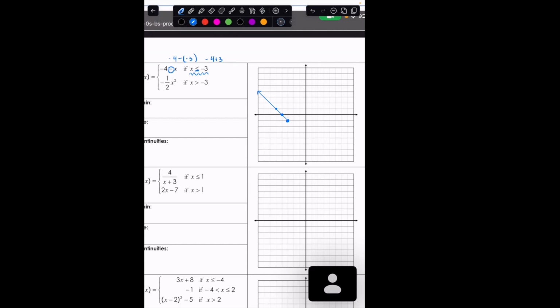that first function. Okay, and then I have x is greater than -3, so I'm going to plug in -3 into this one. So I have -1/2 times -3 squared. So -3 squared is 9. 9 times -1/2 is -9/2, which is -4.5. So -3, -1, 2, 3, 1, 2, 3, 4.5. But it's going to be an open circle right there. And then I'm just going to plug in numbers nearby that, right?